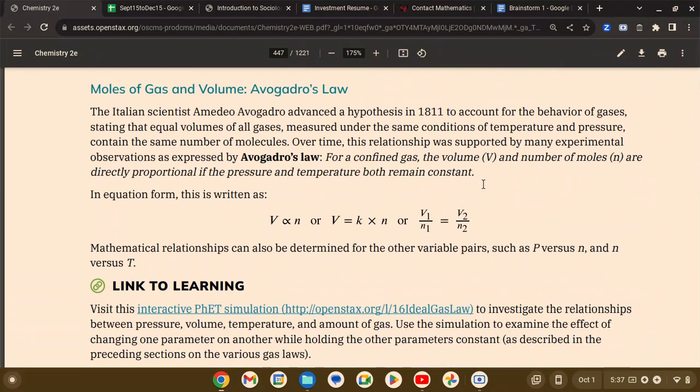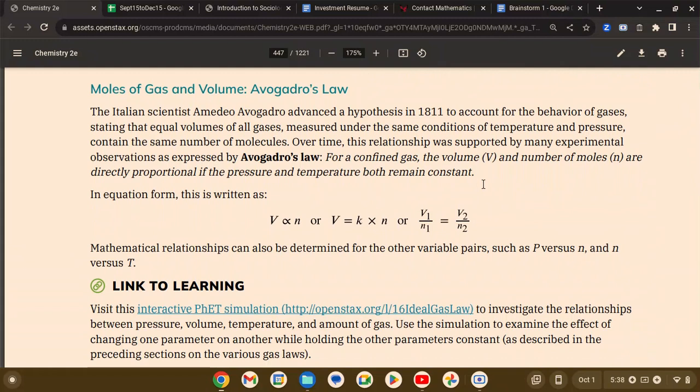Moles of gas and volume, Avogadro's Law. The Italian scientist Amedeo Avogadro advanced a hypothesis in 1811 to account for the behavior of gases, stating that equal volumes of all gases measured under the same conditions of temperature and pressure contain the same number of molecules. Over time, this relationship was supported by many experimental observations as expressed by Avogadro's law.